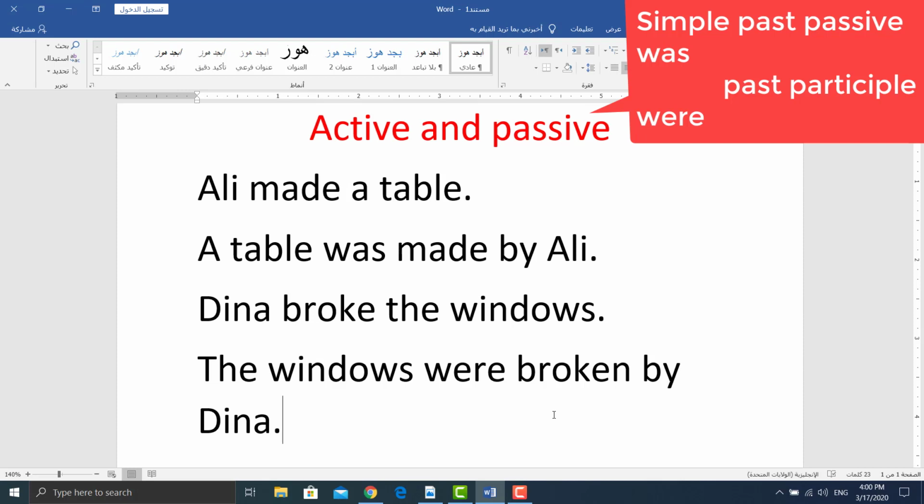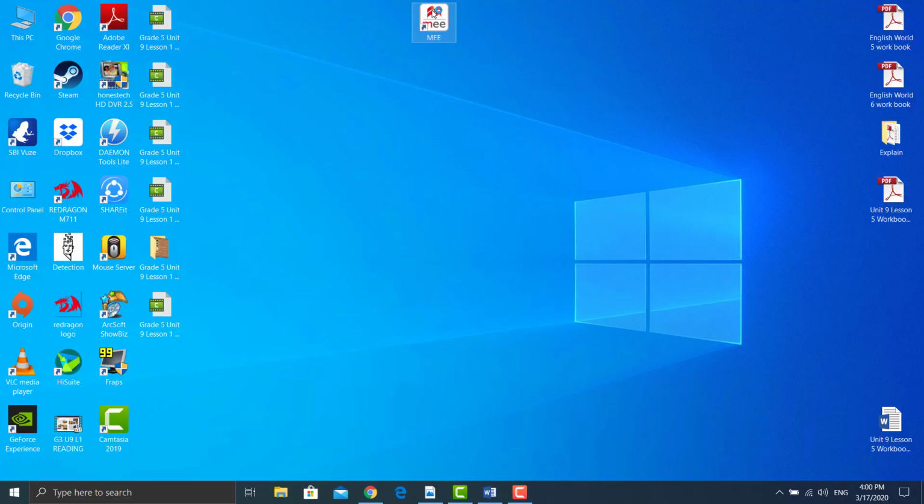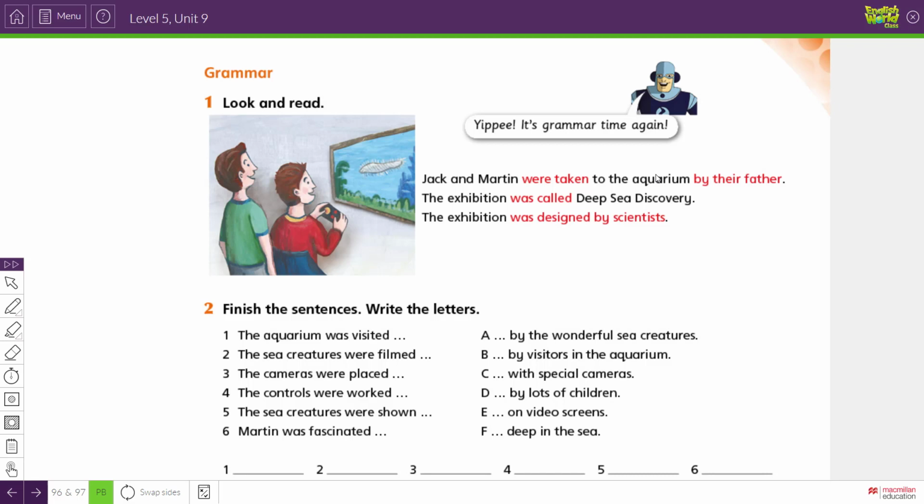Okay, got it? Okay, we are going now to move to our pupils book on page 97, unit 9, lesson 3. Ready? Okay, grammar, look and read. You remember the story of Jack and Martin? Where did they go? Yes, they went to the aquarium. With whom?